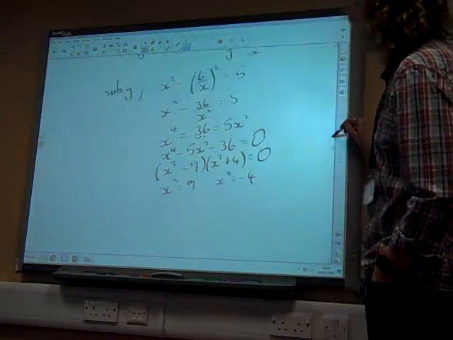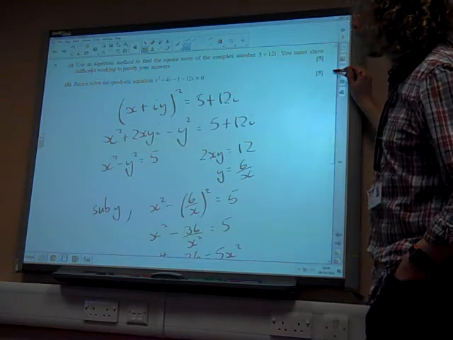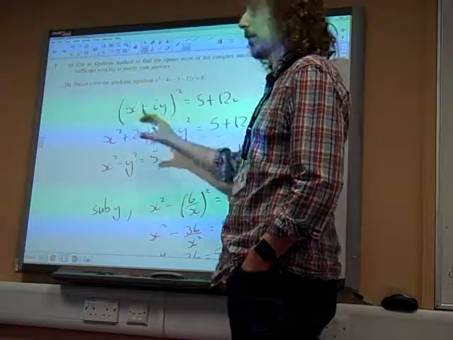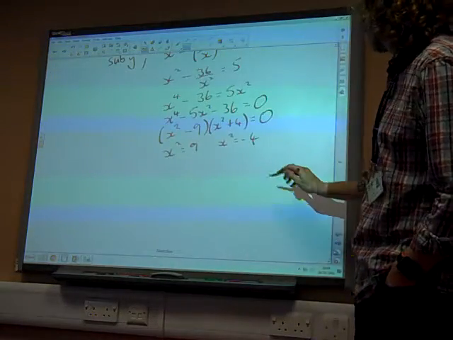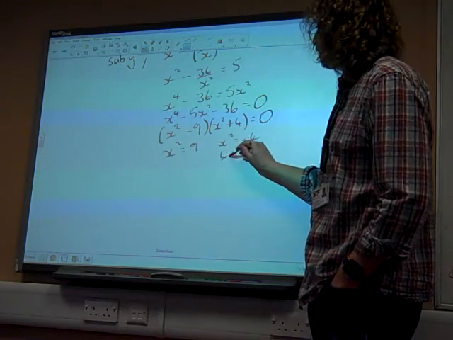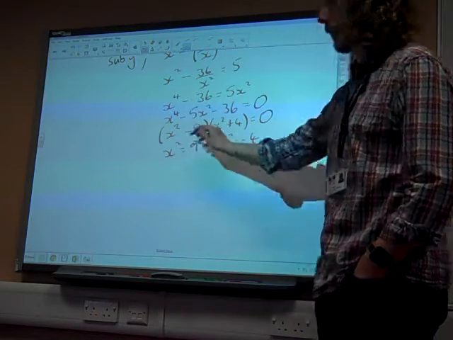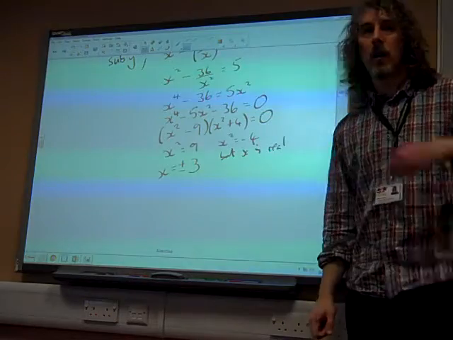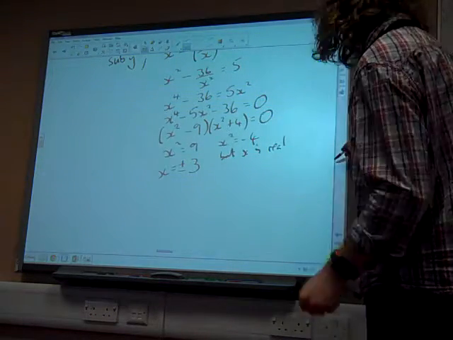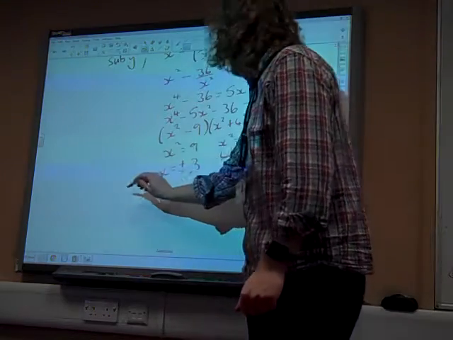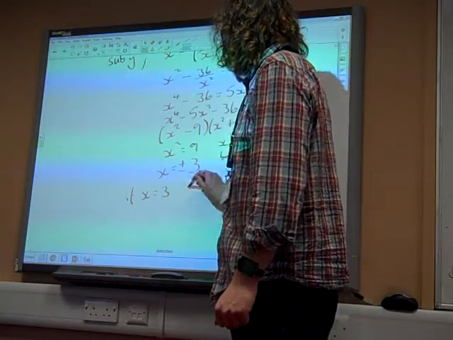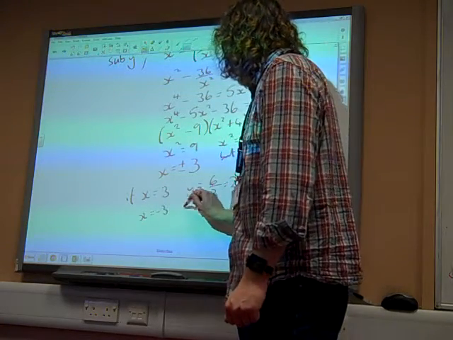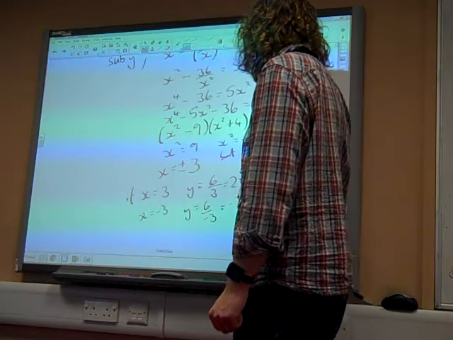However, the whole point of this is that our complex number that we're looking for has real parts, x and y. Implicit in what we're doing here is the fact that x and y are real. If x and y are real, x squared can't be minus 4. Which leaves us with x squared being 9, so x is plus or minus 3. If x is plus or minus 3, y is 6 over x. So if x equals plus 3, y is 6 over 3, which is 2. If x is minus 3, y is 6 over minus 3, which is minus 2.